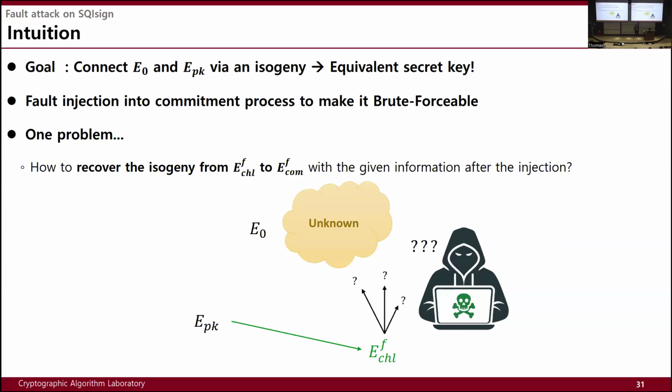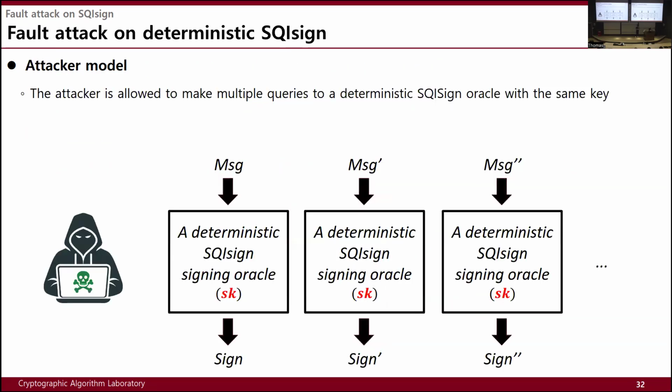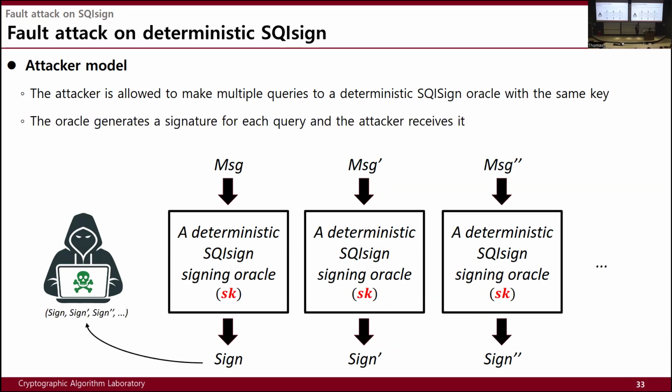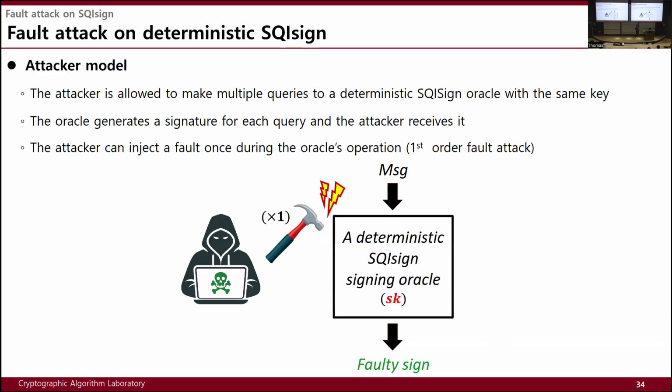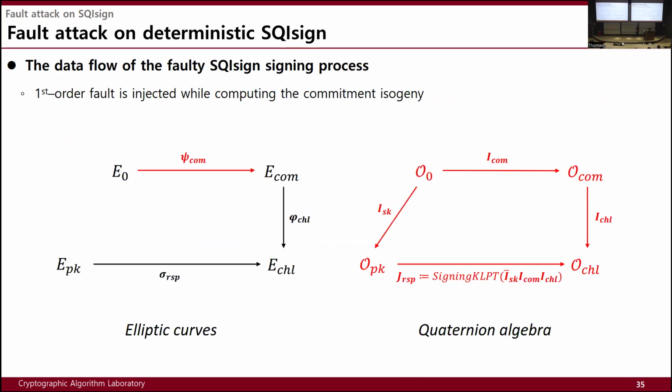I'll give an explanation with examples of fault attacks on deterministic and randomized SQISign. Before that, we have to give an assumption on the attacker model. The attacker is allowed to make multiple queries to deterministic SQISign with the same key. The oracle generates the signature for each query and the attacker receives it. Then the attacker can inject a fault once during the oracle's operation. This is called the first order fault attack. So this is the path. This is the normal behavior.